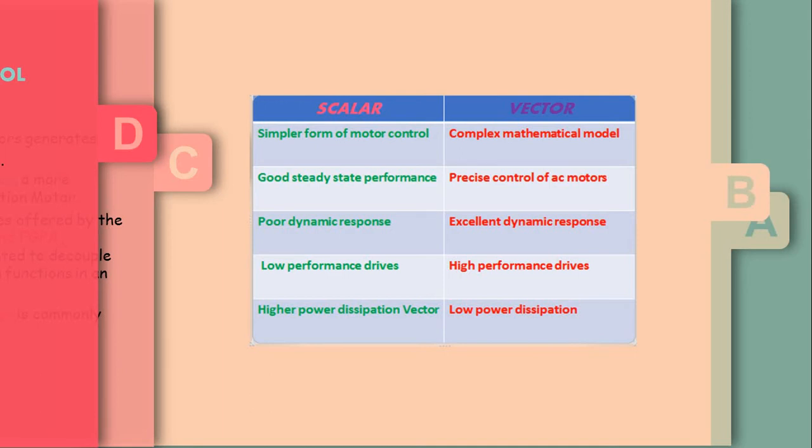Scalar control is the simpler form of motor control, but vector control is a complex mathematical model. Good steady-state performance happens in scalar control. Precise control of AC motors happens in vector control. The dynamic response is poor in scalar control, but the dynamic response is excellent in vector control. The performance of drives is lower in scalar control and high in vector control. Higher power dissipation occurs in scalar control, and lower power dissipation occurs in vector control.